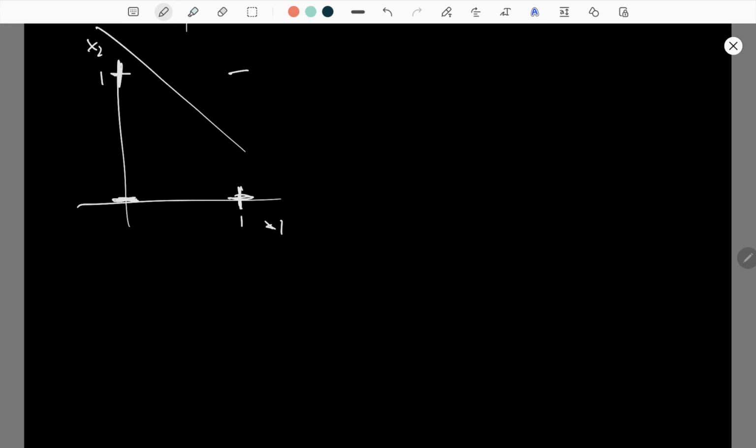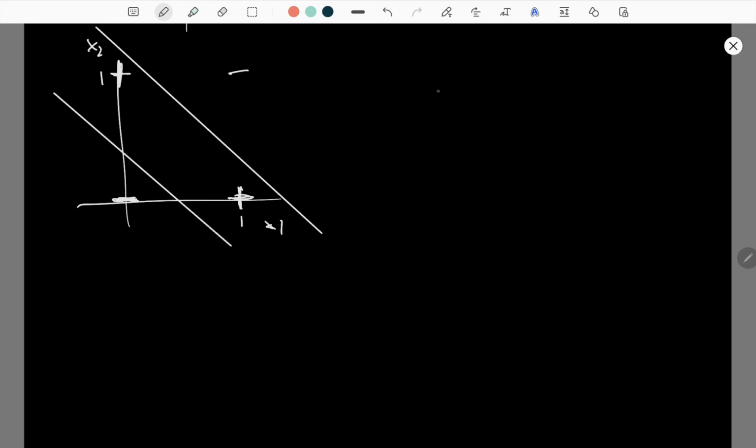Okay, I'd like to clear many things on the screen so you can see it clearly. Look at this. We have x1 and x2, and we have 1 and 1 here, and this is the exclusive OR. So this one is negative class, this one is negative class, and for these two they are positive, and we have two lines here.